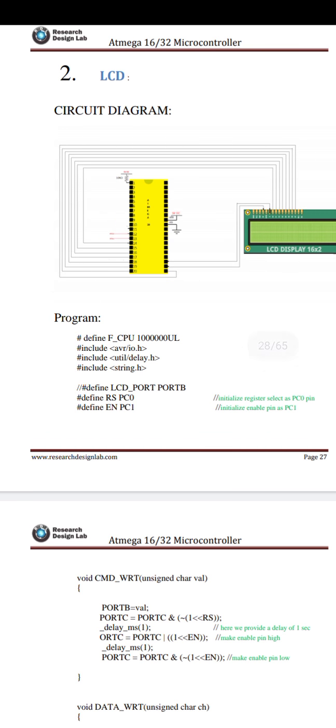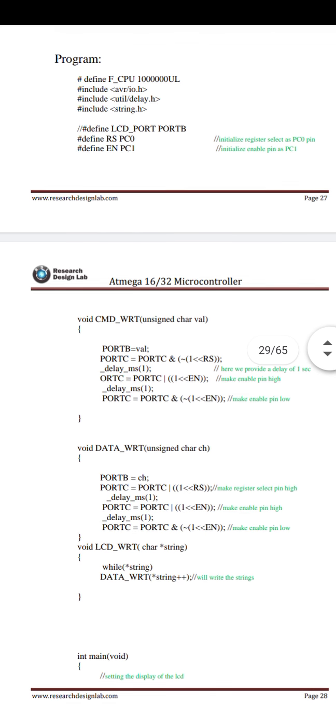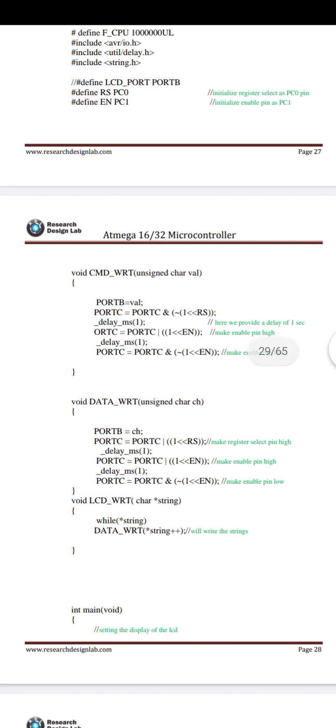Then we write this program. How to write it: the LCD command function takes an unsigned char value, PORTB is equal to value, PORTC is equal to PORTC and negation of 1 << RS, delay, PORTC is equal to PORTC or 1 << enable, that means enable is high, then delay, PORTC is equal to PORTC and negation of 1 << enable, that means the enable pin is low.